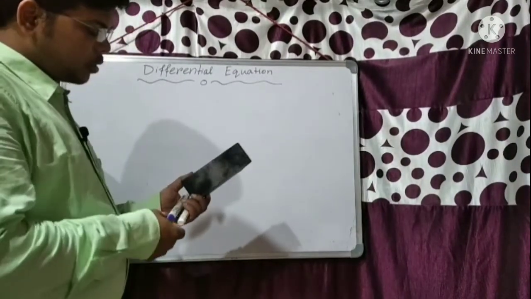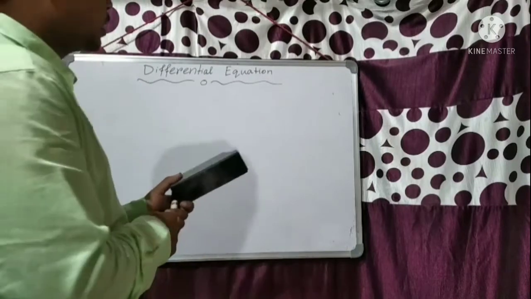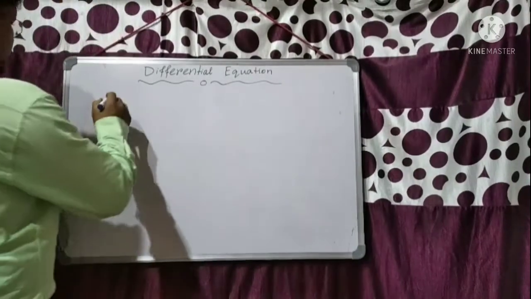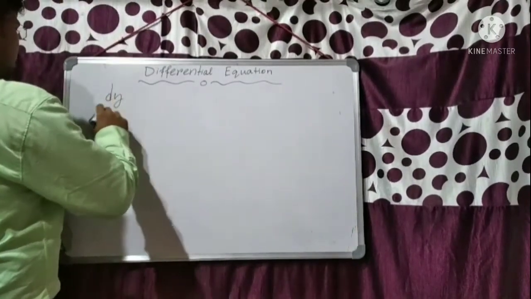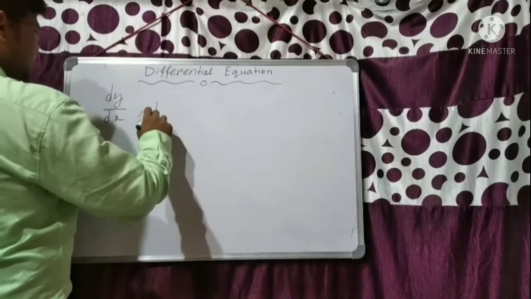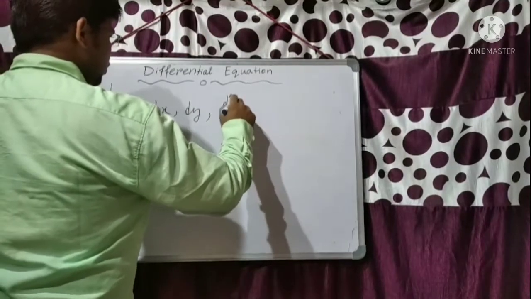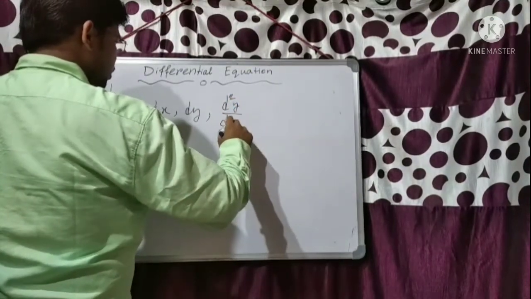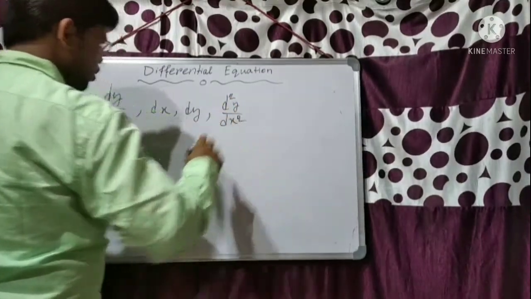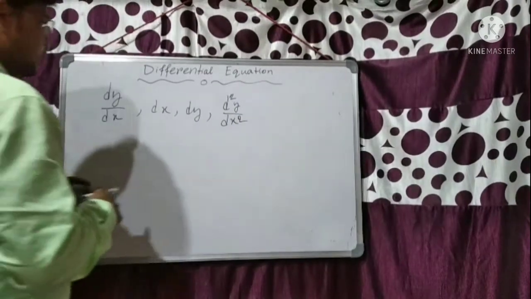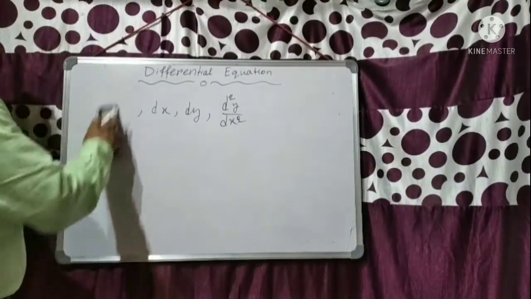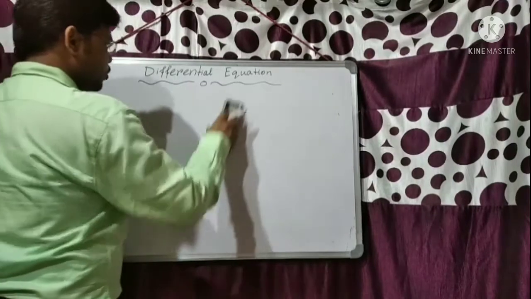Actually, what is a differential equation? An equation containing differential terms like dy by dx, d2y by dx2. These terms are called differential terms. An equation containing differential terms is called a differential equation.